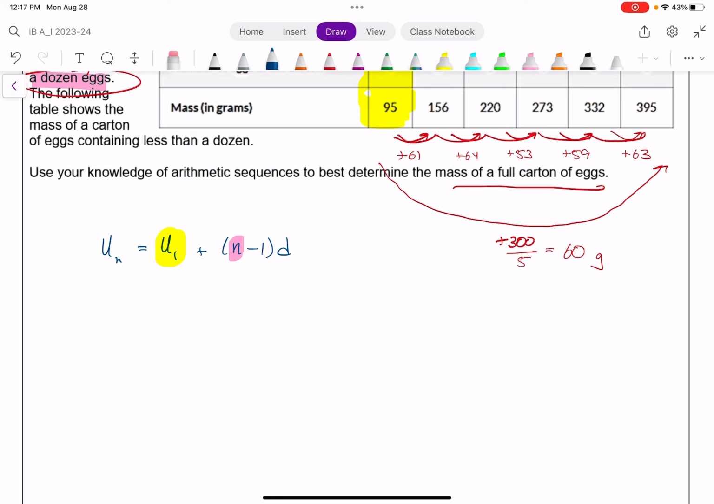But at this point, I have everything I need. So the first term is 95. The common difference, I don't know that yet. The number of terms is 12 minus 1. The common difference is 60. Do the arithmetic here, and you get 755 grams, which is our best estimate of what a full carton of eggs would weigh, or its mass.